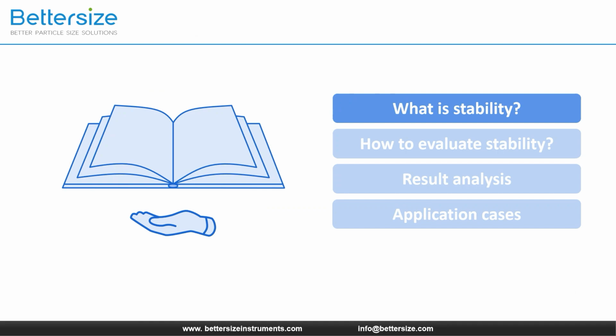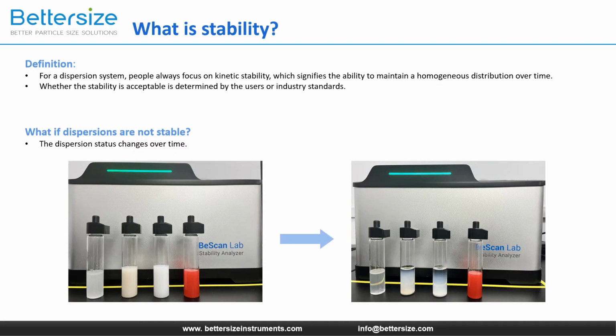The first part is about the definition of stability. So, what is stability? In general, stability refers to the ability to resist changes. However, people have different understandings of the concept of stability. For dispersions, the stability that I'm talking about is kinetic stability.